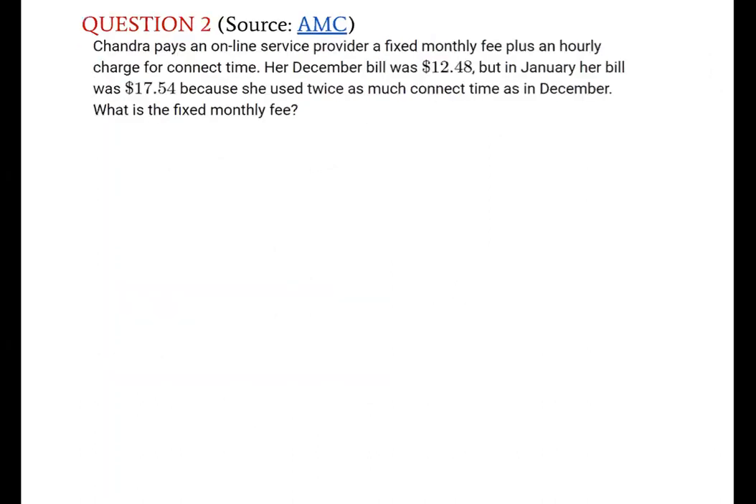Question 2, Chandra is paying stuff. So let's just let X be the fixed monthly fee, and then let's let Y be the amount that Chandra paid for the minutes of the first month.